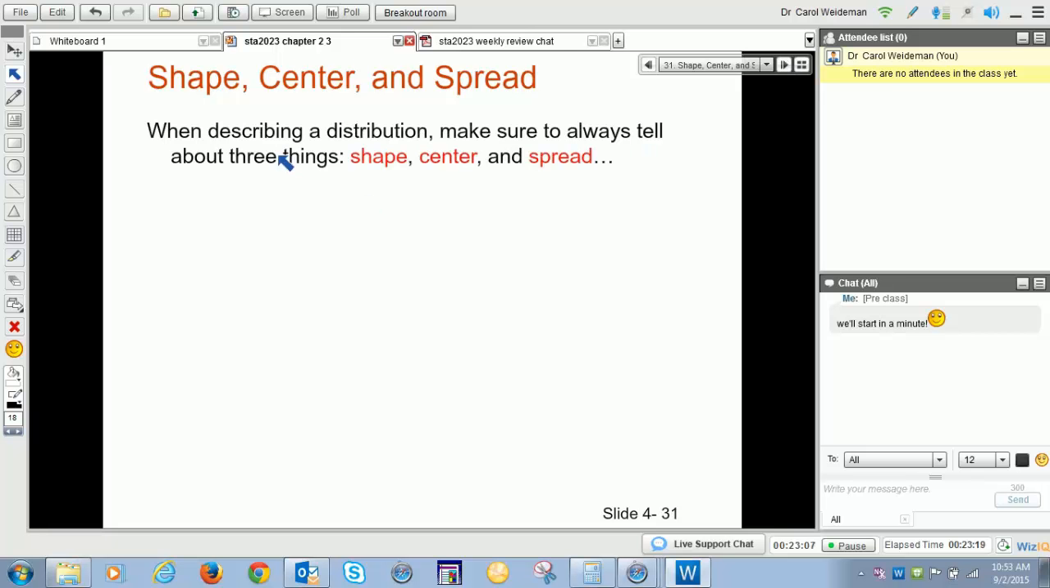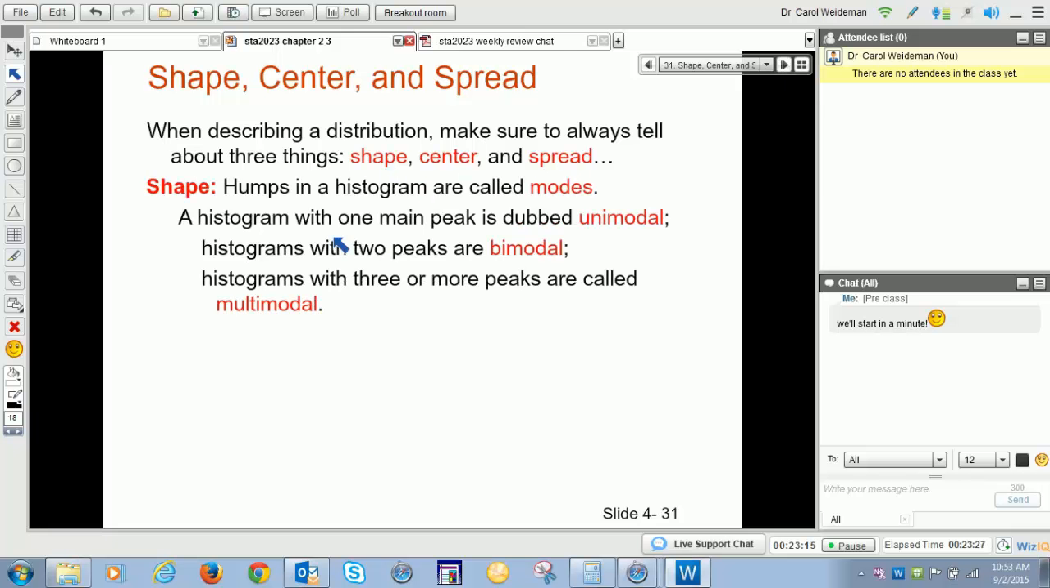So when we're describing a distribution of quantitative data, we want to make sure we always talk about the shape, the center, and the spread. The shape is talking about the humps, and these are called the modes, the peaks. One main peak is called unimodal, 2 peaks is bimodal, and 3 or more is called multimodal.